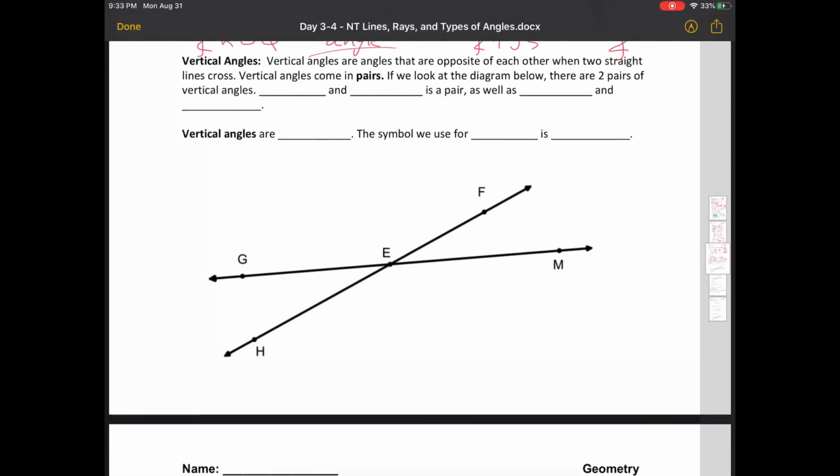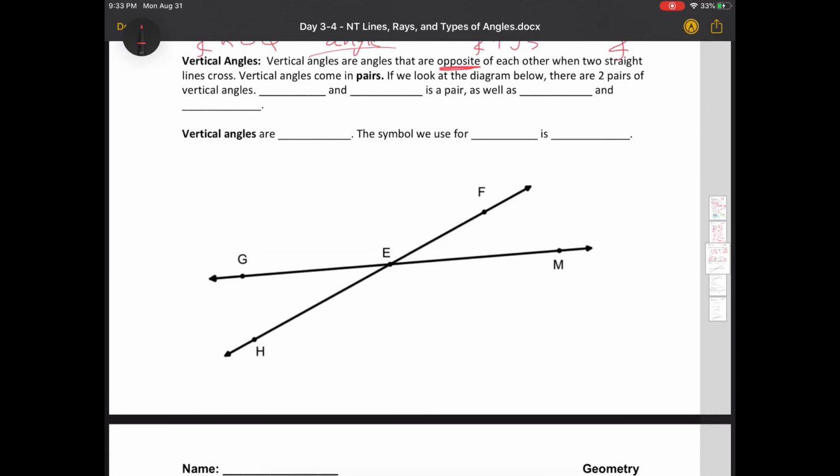Another type of angle we're going to look at now, and also see again not too far in the future, is a vertical angle. So what are vertical angles? This might be something that's a little bit newer. Vertical angles are angles that are opposite each other where two straight lines cross. Vertical angles come in pairs. If we look at the diagram below, there are two pairs of vertical angles. So once again, they come in pairs, so there should be two vertical angles when we're describing them.